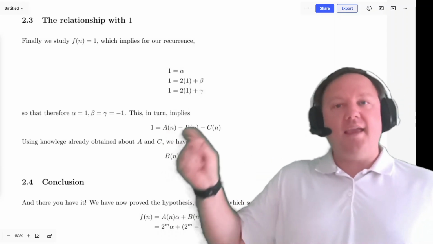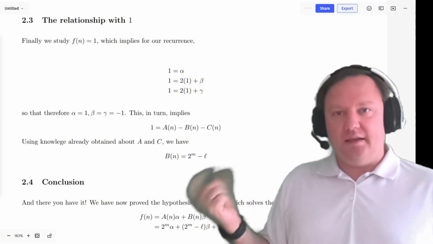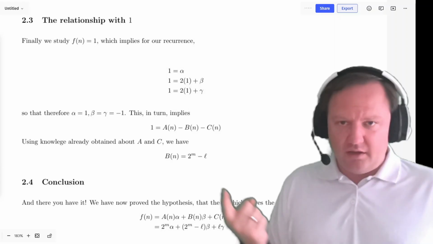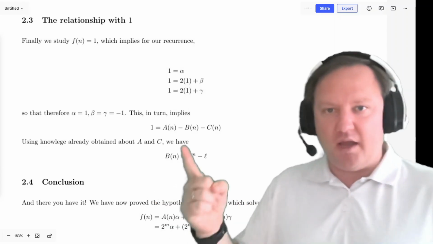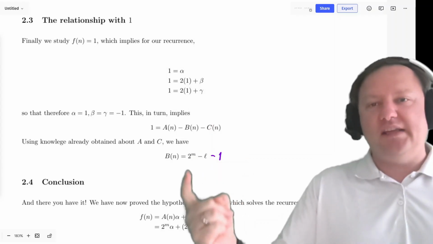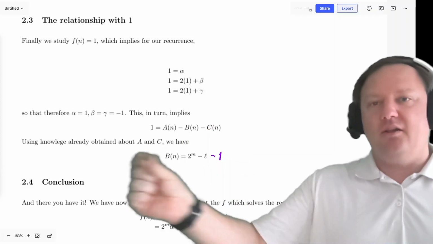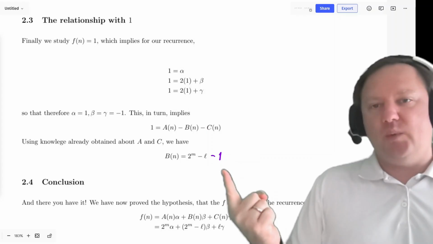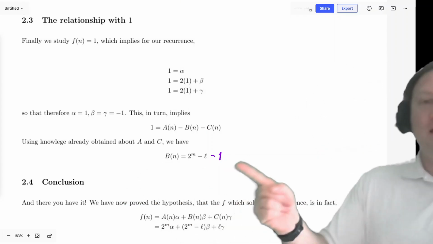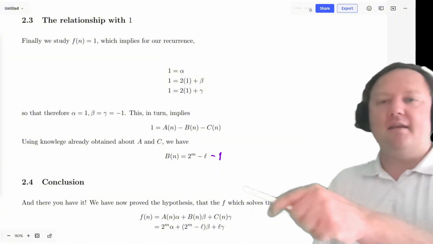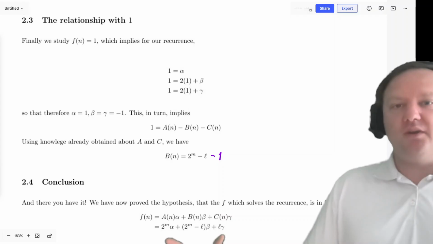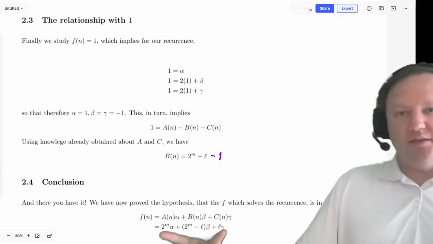We know what a of n is, we know what c of n is, so we move b of n and 1 to the other side. Oops, I think I forgot to subtract the 1. Right, so a of n is 2 to the m, c of n is minus l. Moving b and 1 around, we get a -1 over here, and now we know b. This confirms the last thing that we needed to confirm, and now we have our proof. We have now proved that the solution to the generalized Josephus problem is this right here.